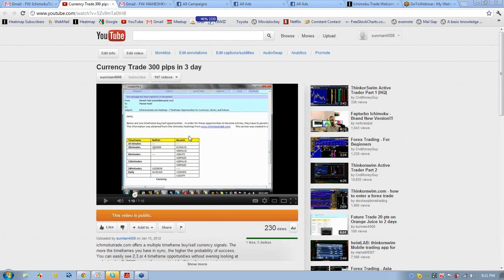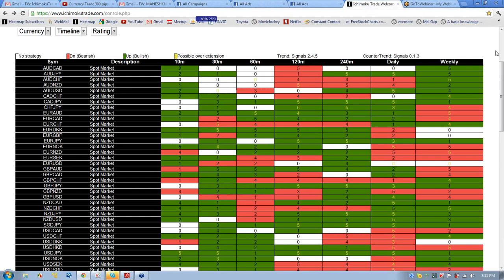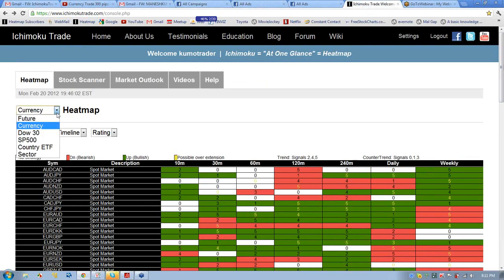What if I trade other markets, ETFs? How would I use the heat map? The heat map has the ETFs built into it too. So believe it or not, you have country ETFs here. These sectors are ETFs too. Dow 30, that's fine. Futures, you can find ETFs for the futures.